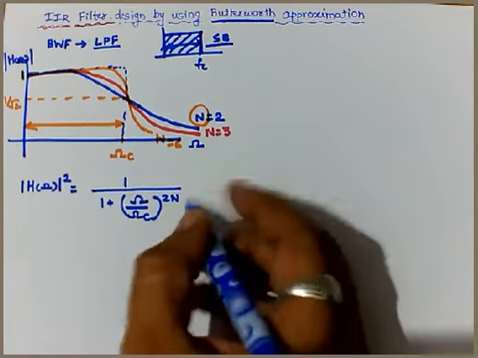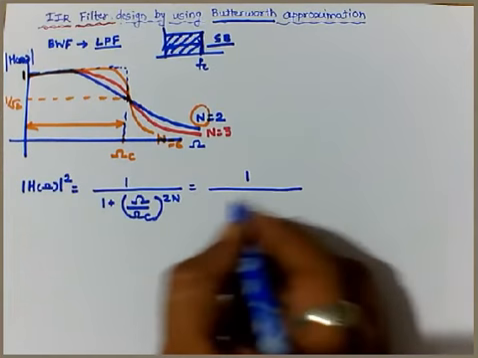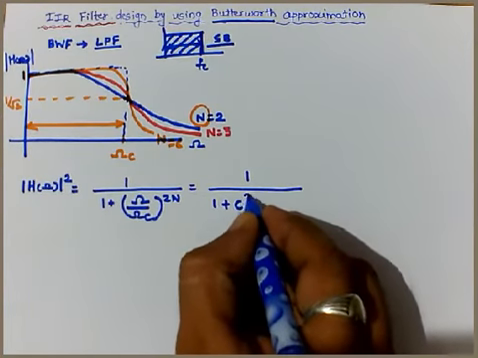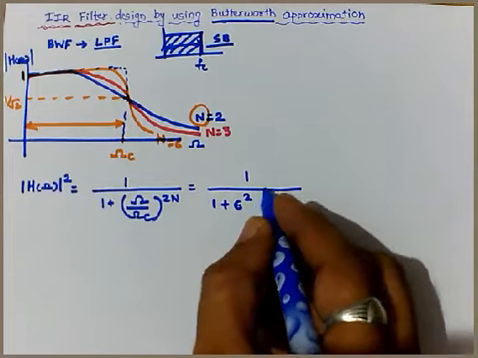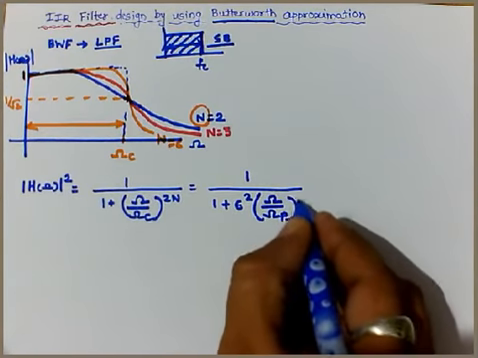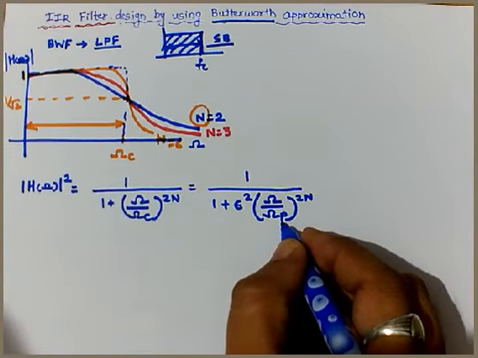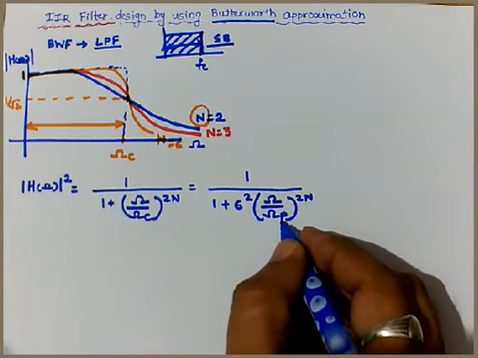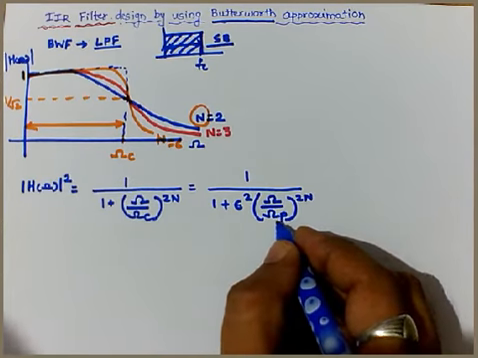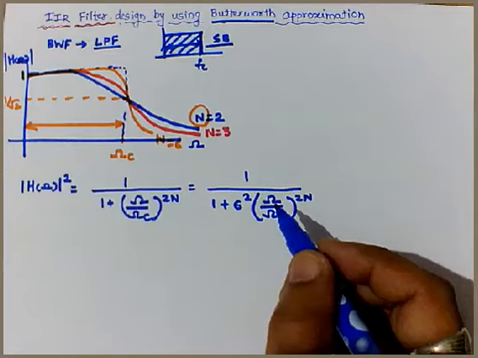This equation can be given in terms of ohm P, like 1 upon 1 plus psi squared into (ohm by ohm P) raised to 2n. Again, the terms are here. This is the passband edge frequency ohm P, observed at a certain point.